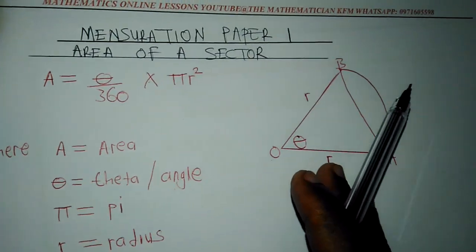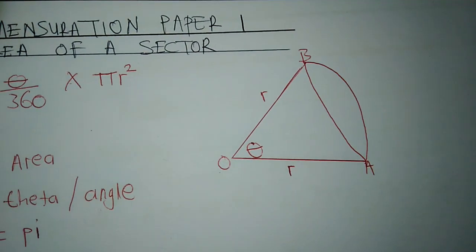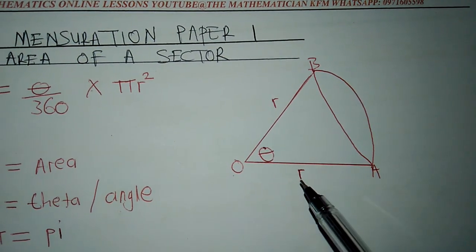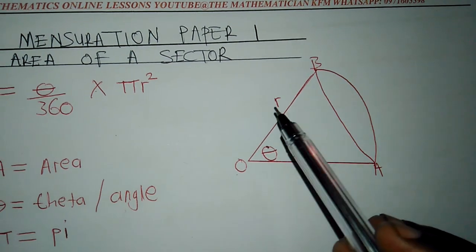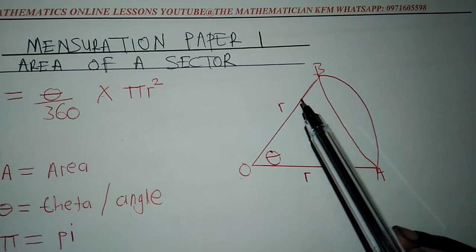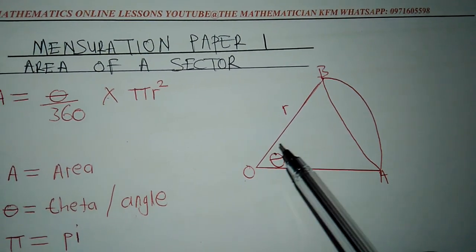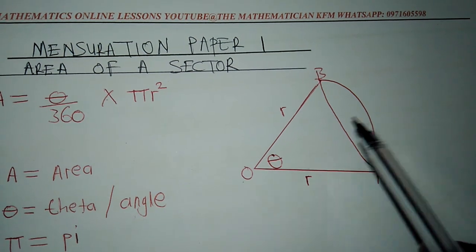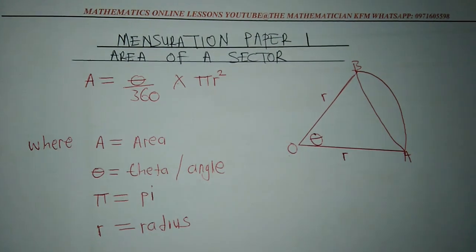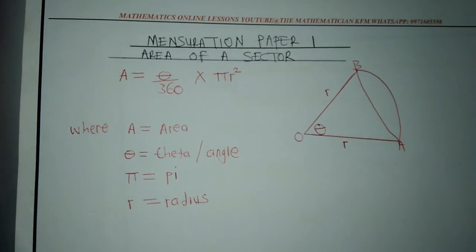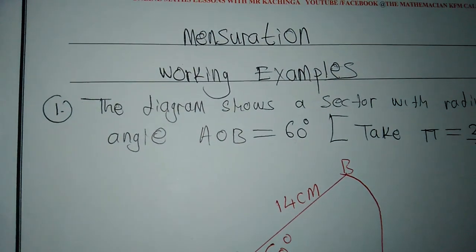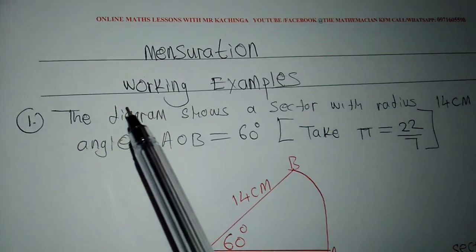A sector looks like this. From O up to A is the radius, and from O up to B is also the radius. The angle suspended in between, this symbol in between, represents theta, the angle. In the next video, I'll show you how to find the area of the sector. So these are working examples, mensuration.